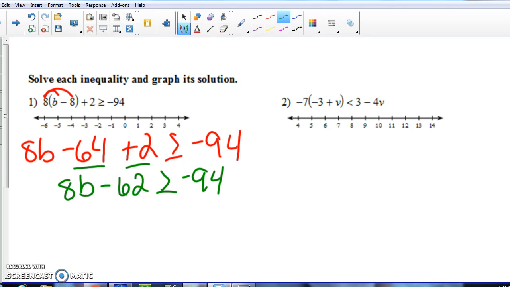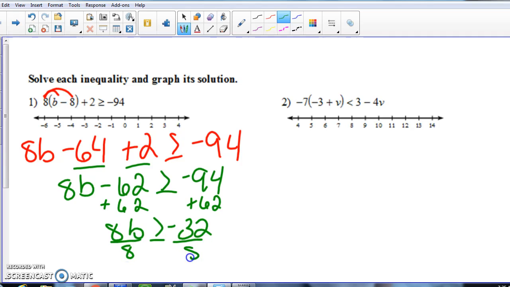Okay? At this point, it's very similar to solving a two-step equation. I have that negative 62. I'm going to move it to the other side. I'm going to do the opposite of that. So I have 8b is greater than or equal to negative 32. To get b by itself, I divide by 8. Now, I mentioned that inequalities are different in division, but that's only if I divide by a negative. The number I divided by was not negative. Even though this answer ends up being a negative 4, the number I divided by itself is not a negative number. So that was not one of these special cases.